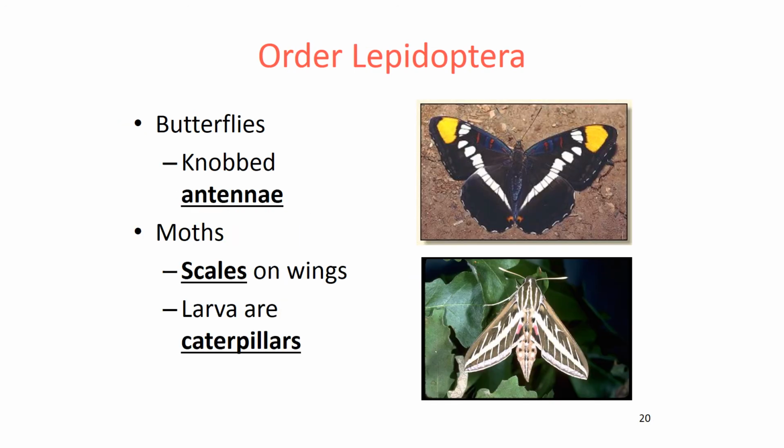Okay, this order has butterflies and moths in it. Their antennae have little knobs on the ends of them to give them more ability to sense their environment. Moths will have scales on their wings, and both types of larvae are called caterpillars.